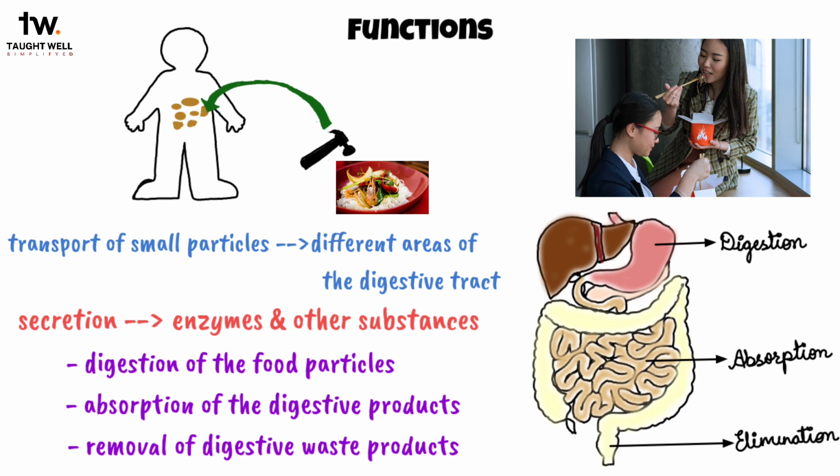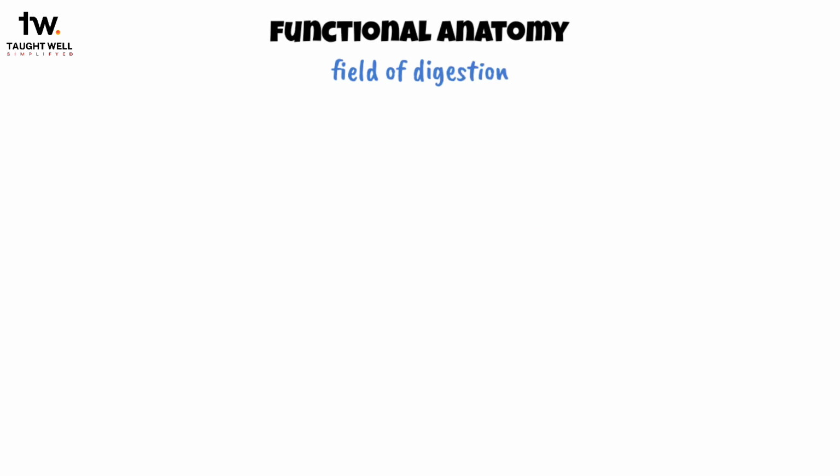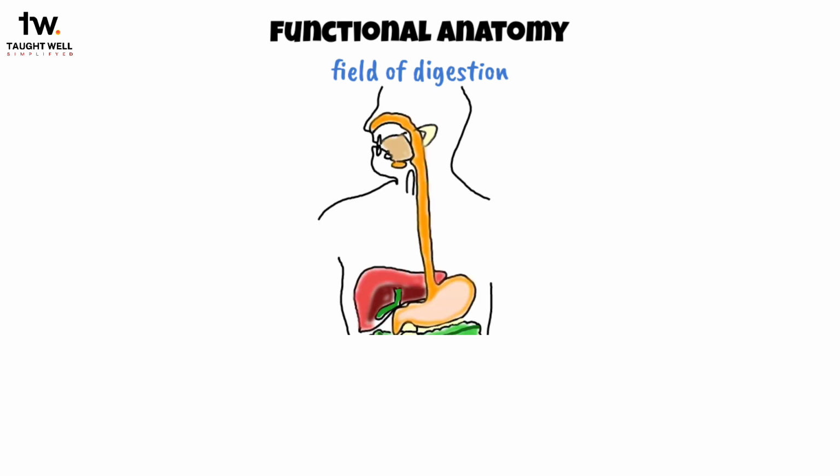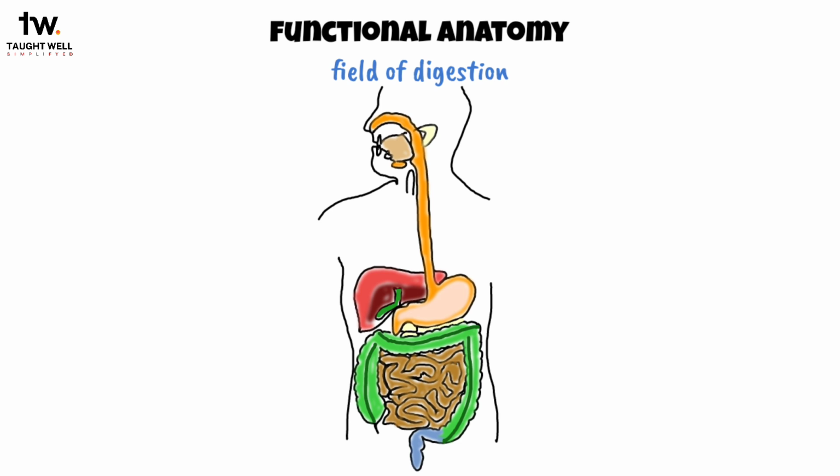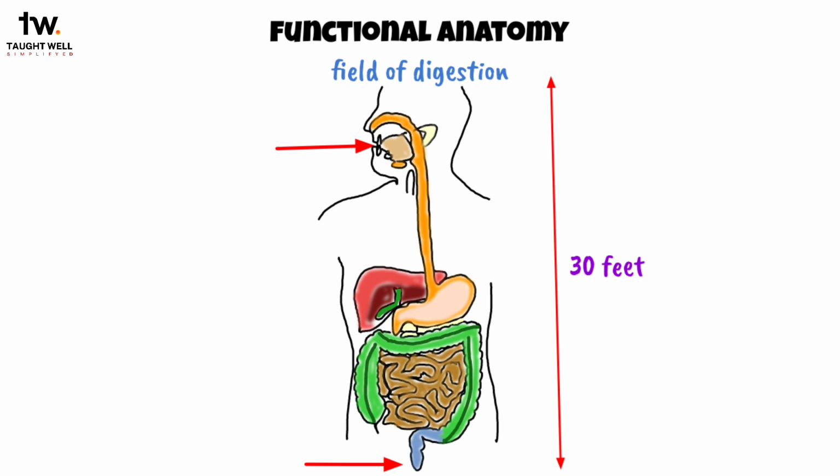Before understanding the process of digestion, it is important to study the field in which this process takes place. So, let's study the functional anatomy of the GI tract. The GI tract is a tubular structure extending from the mouth up to anus, with a length of about 30 feet. It opens to the external environment on both ends.